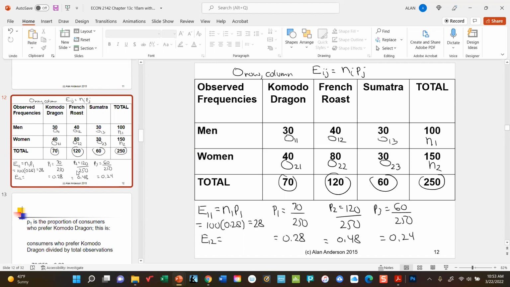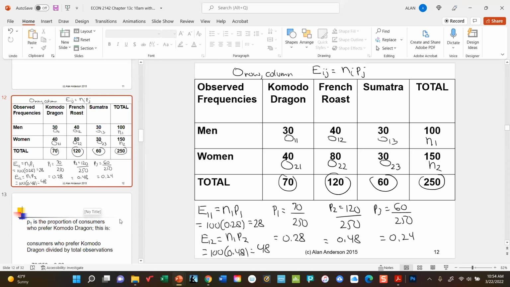E12 is 100 times 0.48. That means we should expect to see 48 men preferring the French roast. Now, I'm running out of space here. I just want you to see what these calculations are all about. We'll do the rest of these on a slide coming up very quickly. But this way you can at least see how the process works.